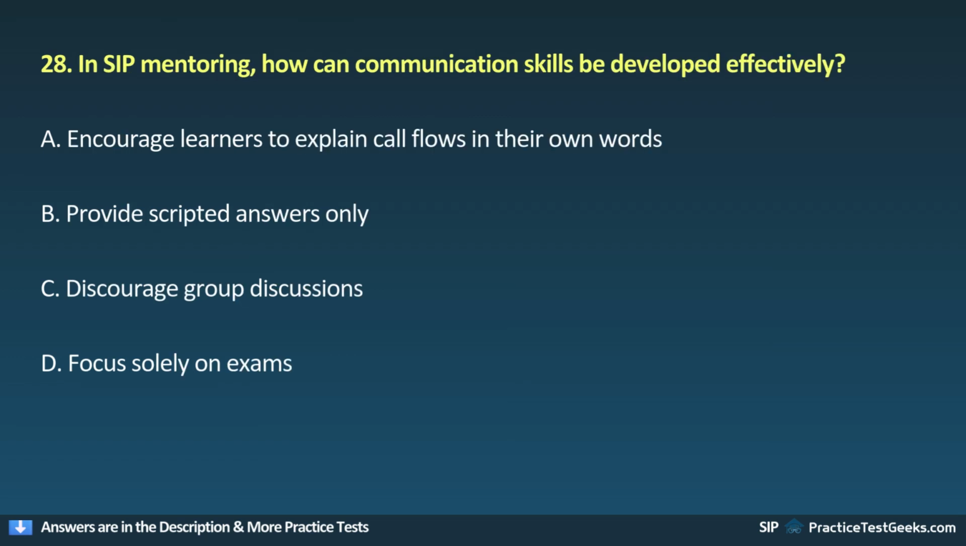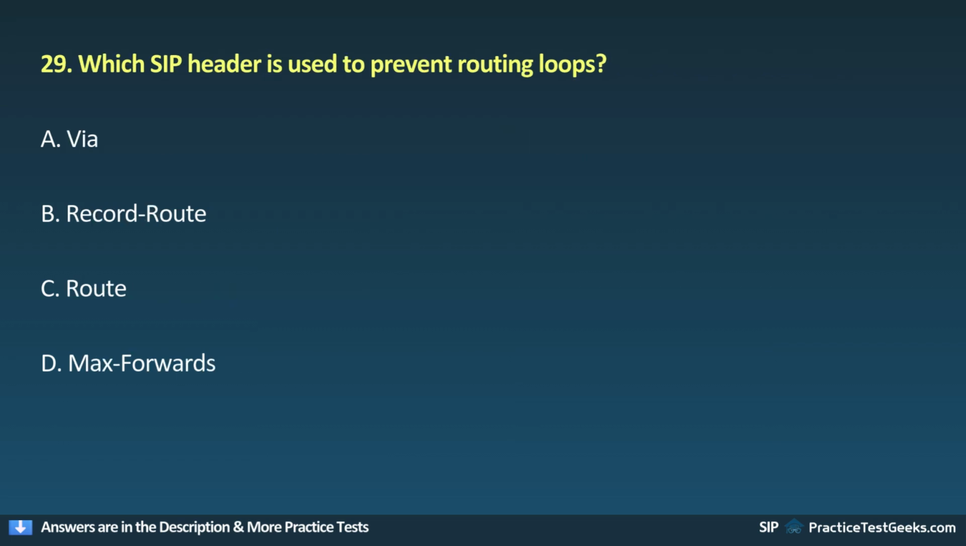28. In SIP mentoring, how can communication skills be developed effectively? A. Encourage learners to explain call flows in their own words. B. Provide scripted answers only. C. Discourage group discussions. D. Focus solely on exams.